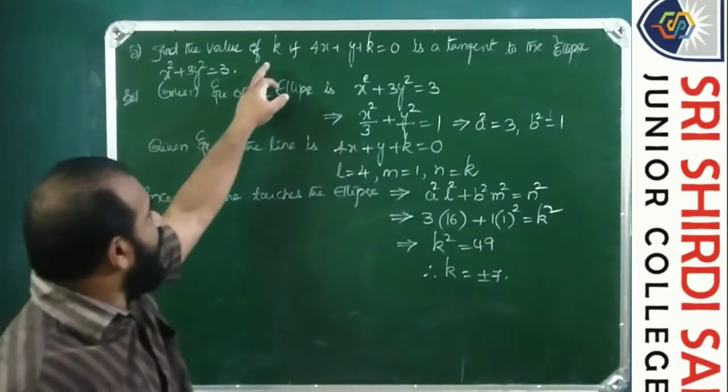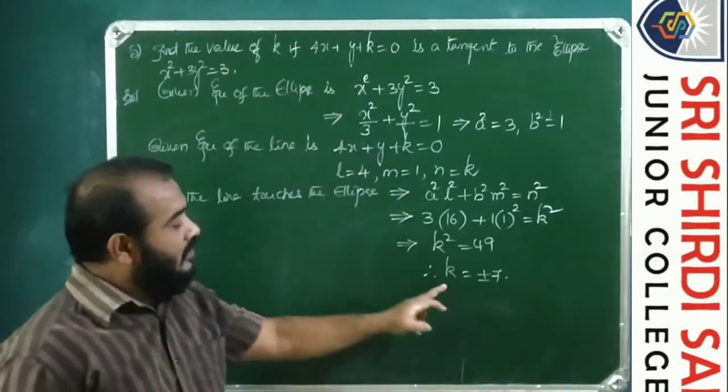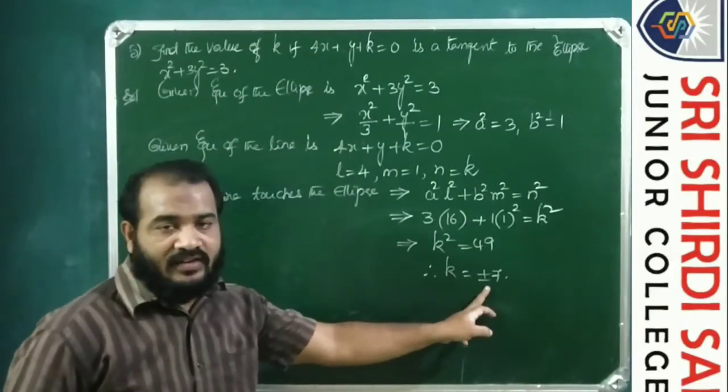So he is asking us to find the value of k. Therefore k is equals to plus or minus 7.